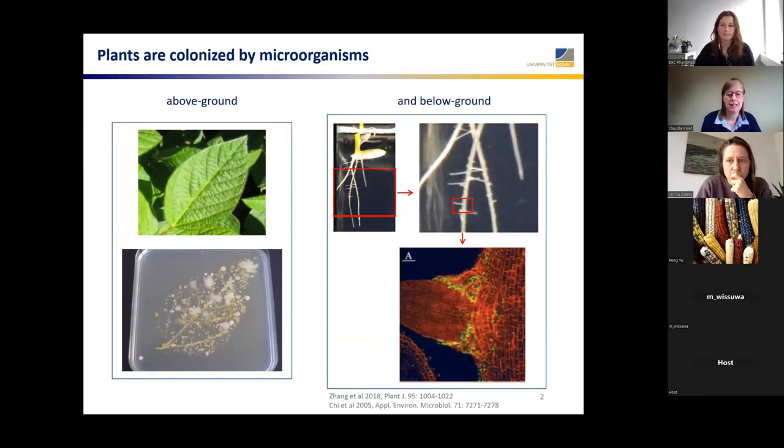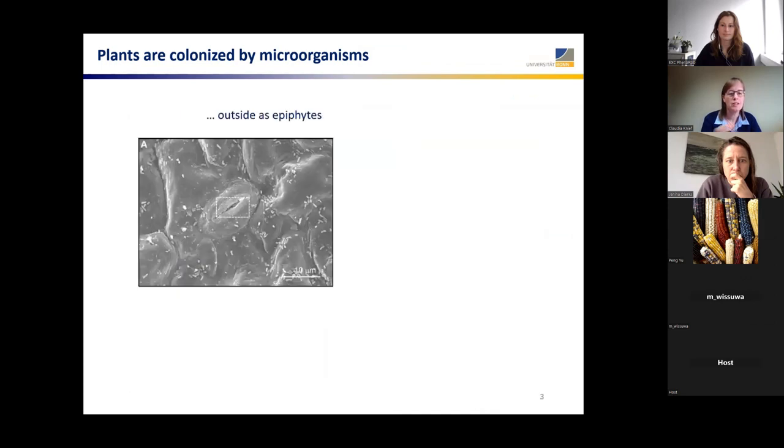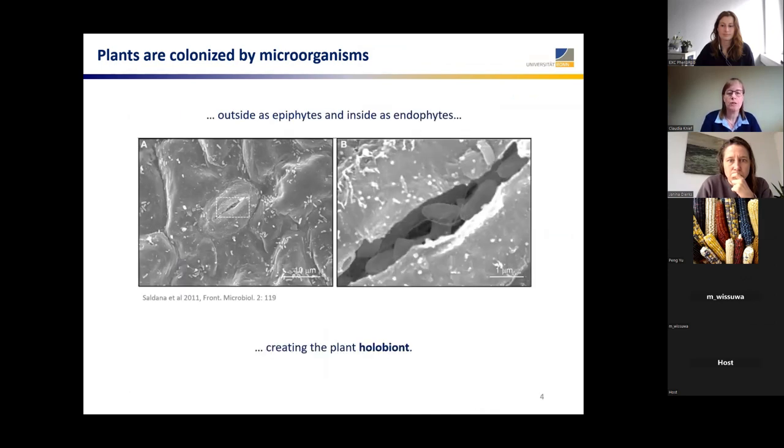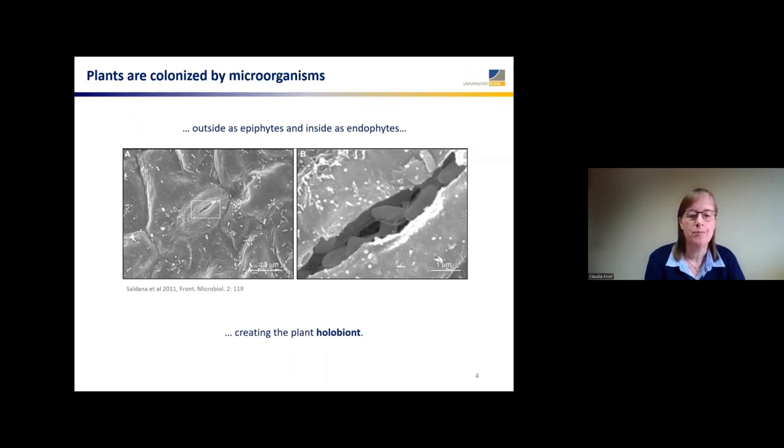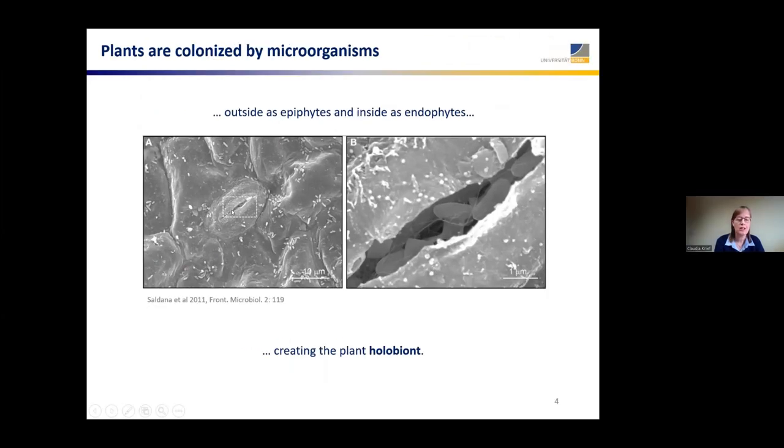So be aware, plants are colonized by microbes above ground, below ground, but not only outside as epiphytes, but also inside as endophytes. So this can be seen here with an electron microscopic image of the leaf surface. You have here a stomatal opening, which allows gas exchange. And when you look more closely inside, you maybe have the chance to see that there are some bacterial cells inside this opening. This is not the standard for all stomatal openings, but from time to time, you may be lucky to observe it. And it nicely illustrates that microbes have the chance to enter a plant and live as endophyte inside. And together, these microbes with the plant create what we call nowadays quite often the plant holobiont.